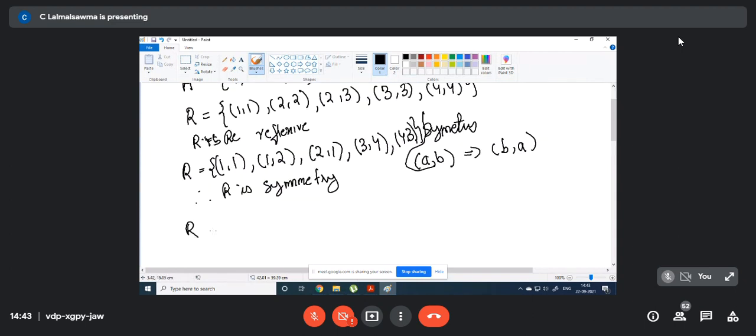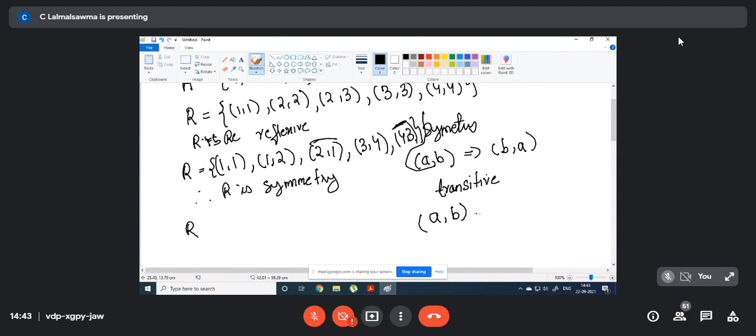And lastly, transitive. Okay. And there is one term called antisymmetric. If 1 2 is present and 2 1 cannot be present, and all the reverses cannot be present except for 1 1, then it is called antisymmetric.